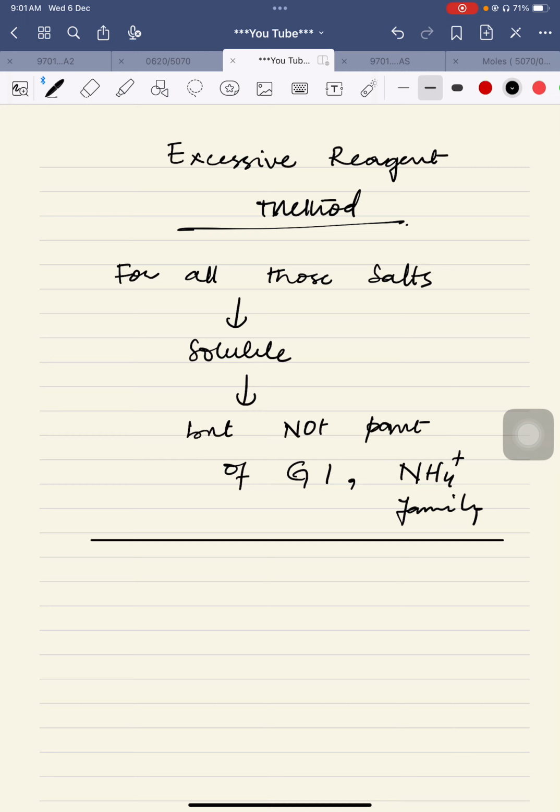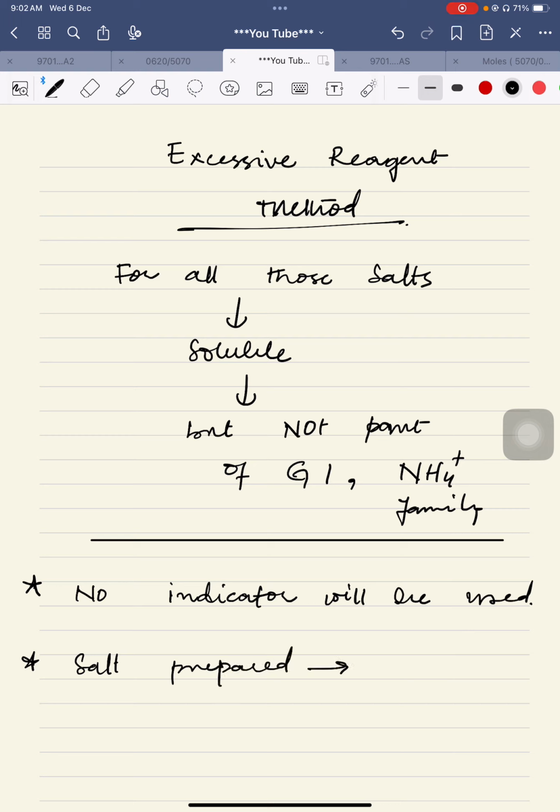The name is sufficient to tell you, excessive reagent method, that one of the partners will be used in excessive amount. Which one of the partners, and how we are going to decide that, all the things I'm going to discuss with you. Now the first point which I am going to tell you is that no indicator will be used in this case. No indicator will be used. And number 2 point is this, the salt prepared is washed with alcohol, because it is soluble in water. That point I have already explained.